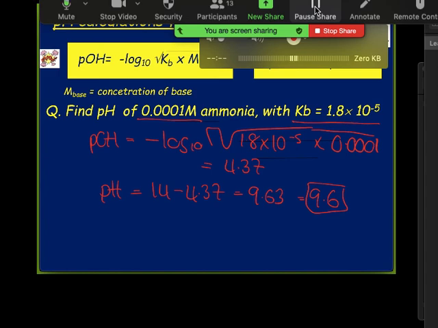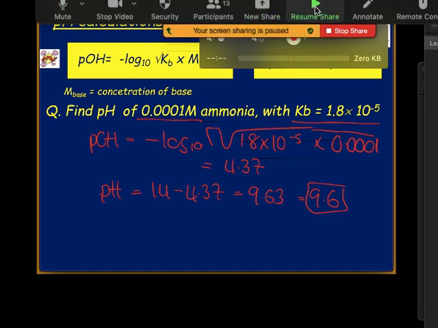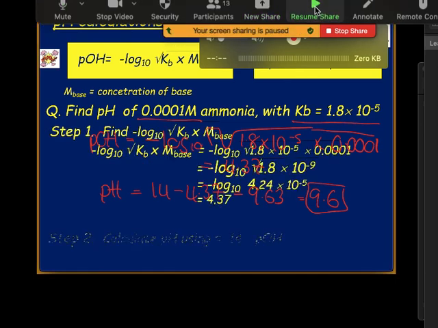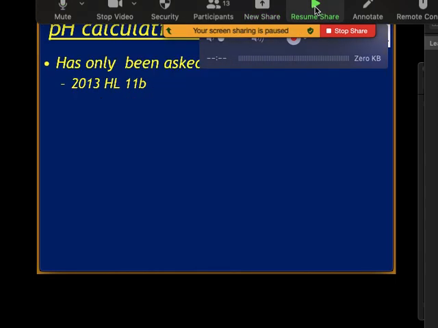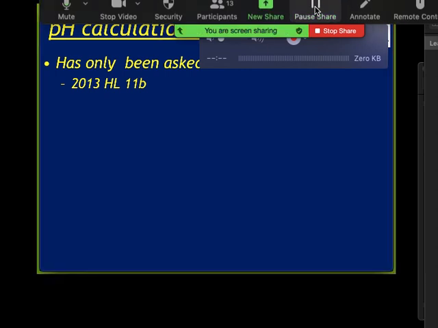You also have, it says underneath, calculations for weak bases have only been asked once since 2003. So you're looking for 2013 higher level 11B. Do I have it written in here? Yeah. So 2013 higher level 11B.